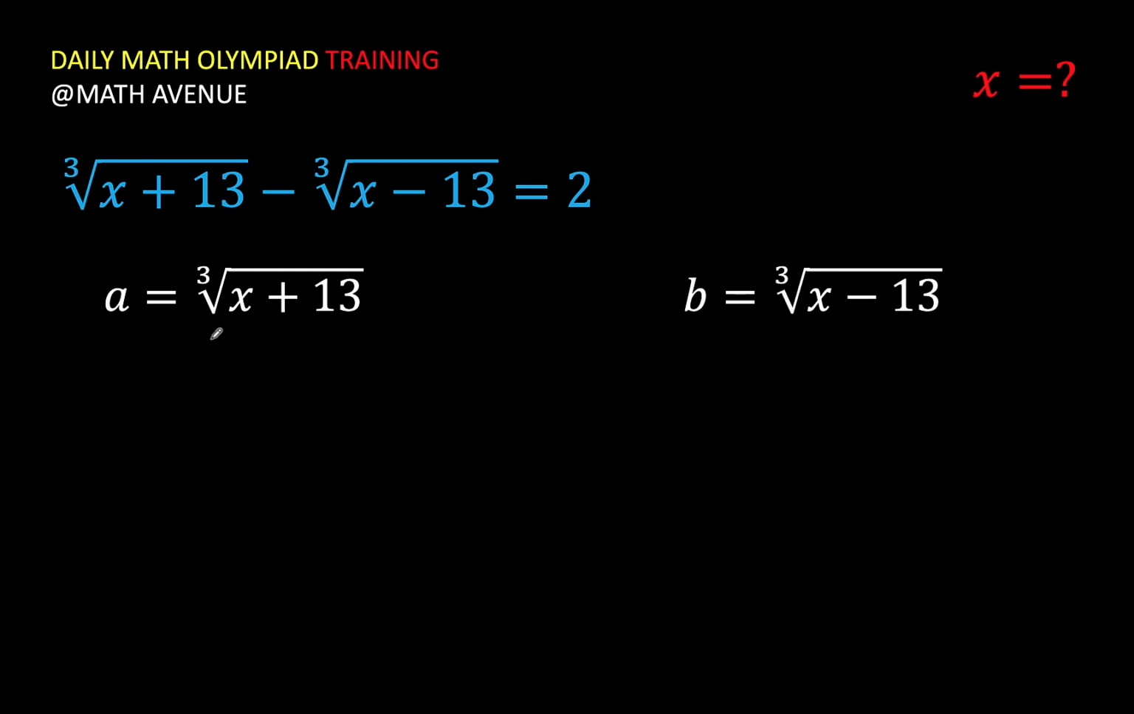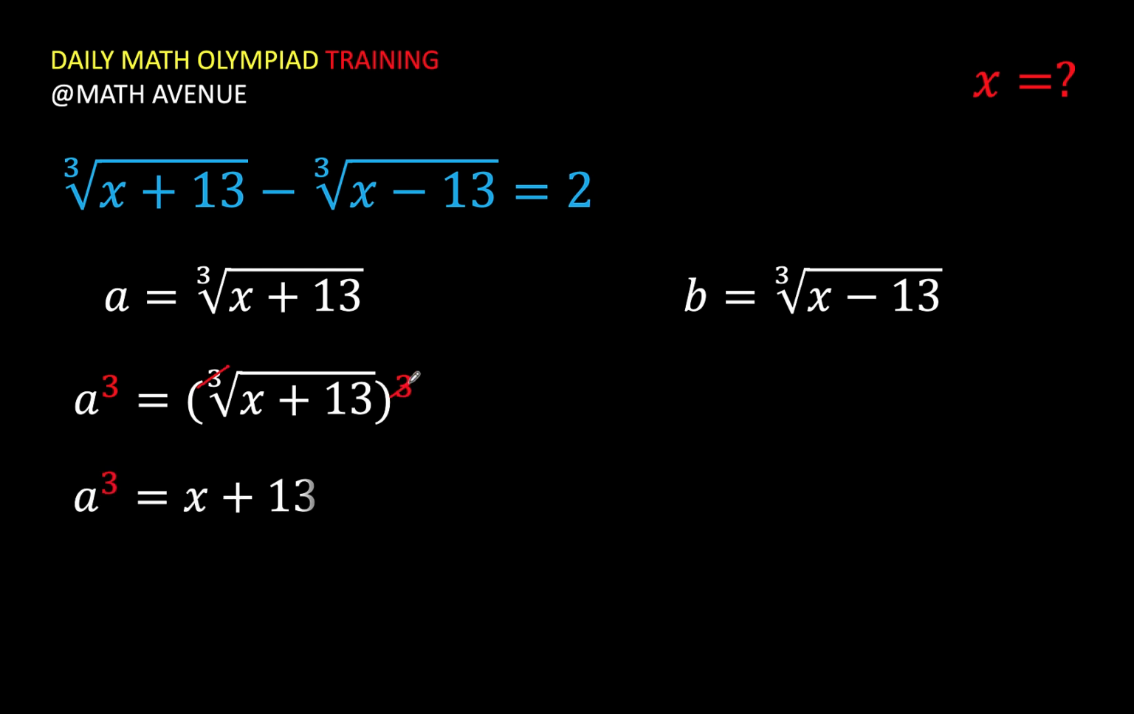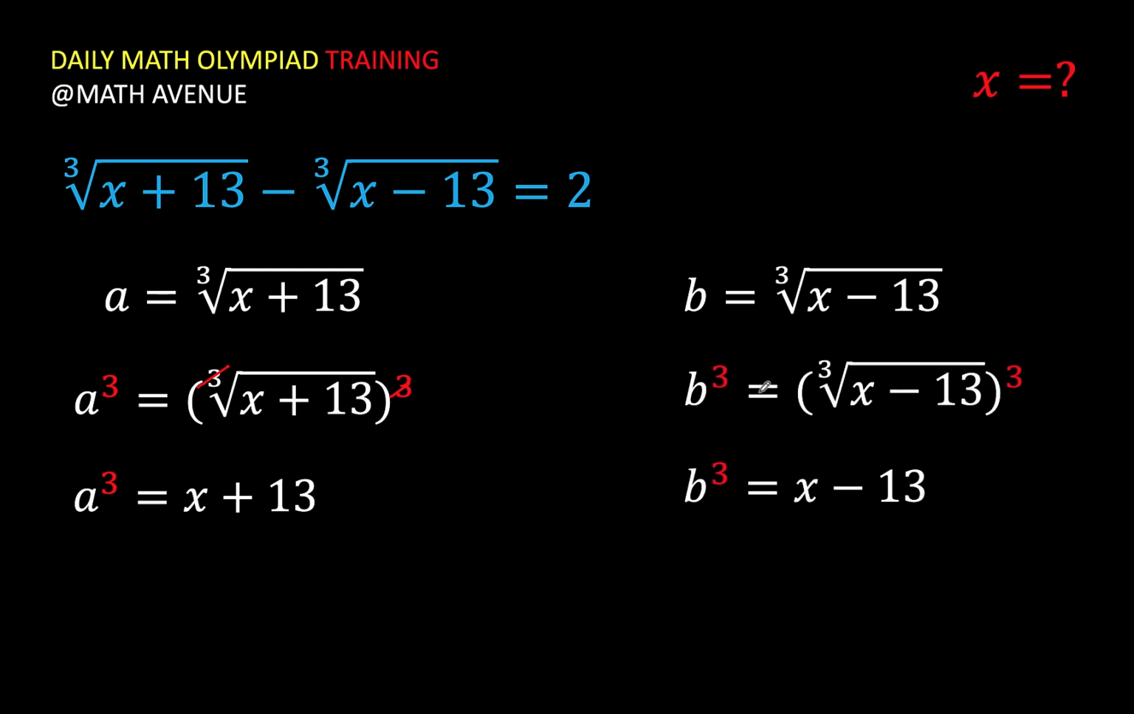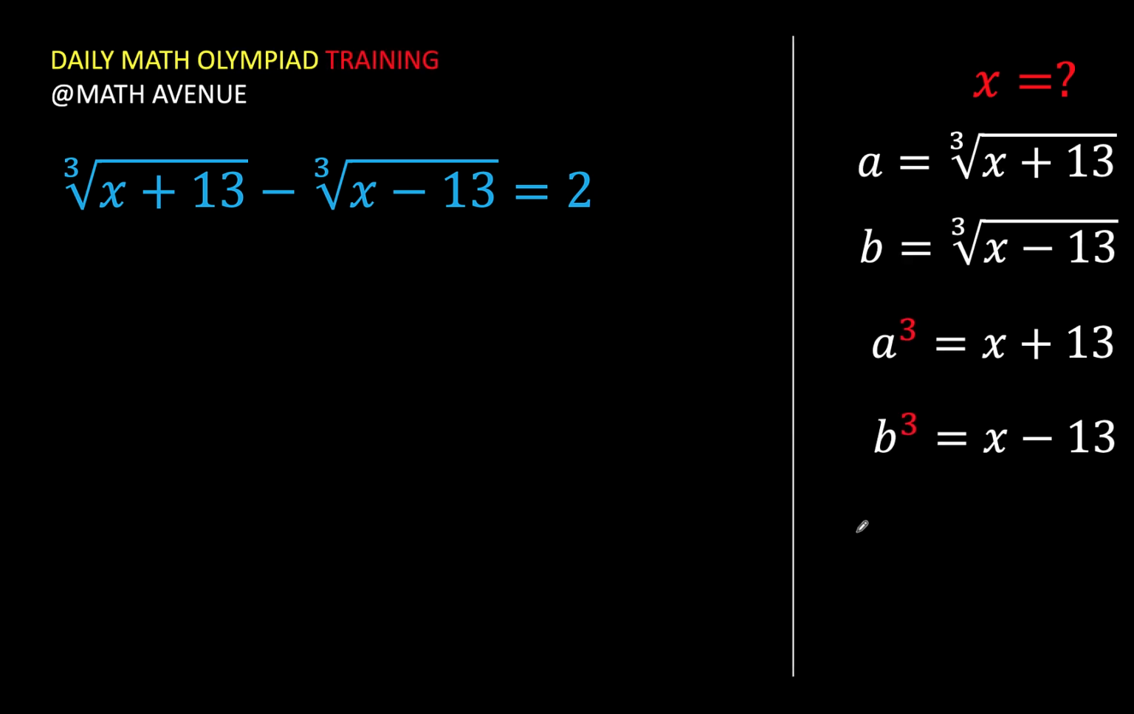Then let's simplify the first equation. Raise both sides of the equation to the third power, and simplifying, this index 3 and this exponent 3 will cancel each other out, and so we have a cubed equals the radicand x plus 13 at the left. Then going to the second equation, we also raise both sides to the third power, and simplifying, we have b cubed equals x minus 13. Let's save these results, and we are going to use that later on.